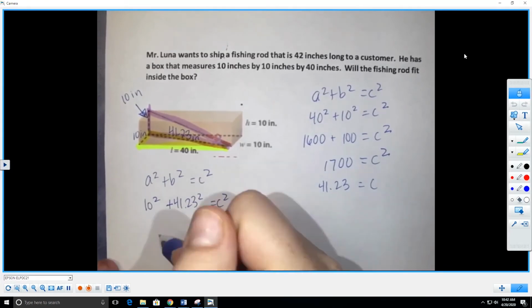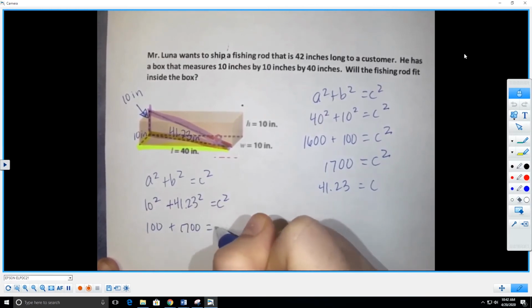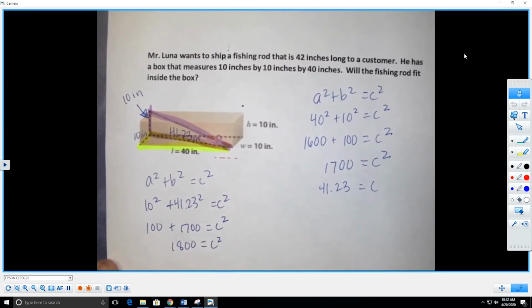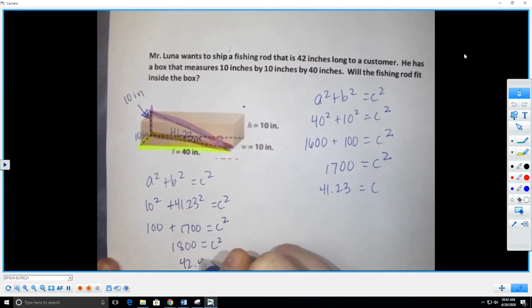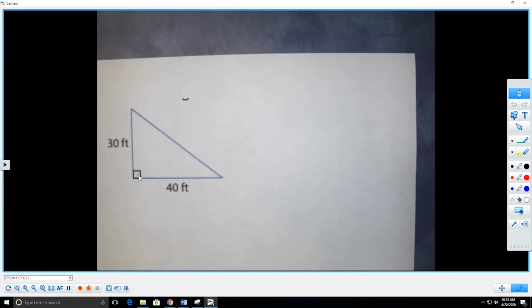Here's what I got. How about you? 100 plus 1700 equals c squared. 1800 equals c squared. And then the square root would be 42.4. So does the fishing rod fit? Yes, the box is big enough to hold the rod. Great work.